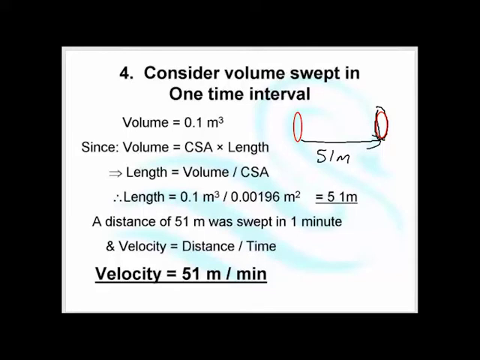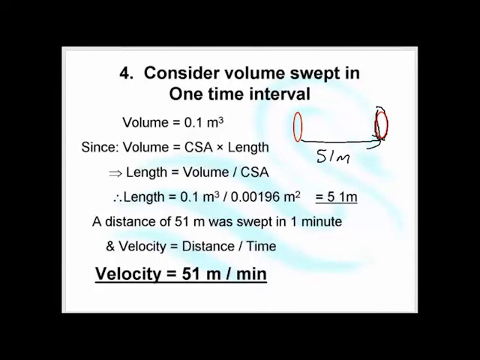Now this might seem like it's all a bit strange, but basically you follow the steps. You make a note of this in your notebook or something, and you just work through step 1, step 2, step 3 and step 4. And what pops out at the other end is a velocity, 51 metres a minute.